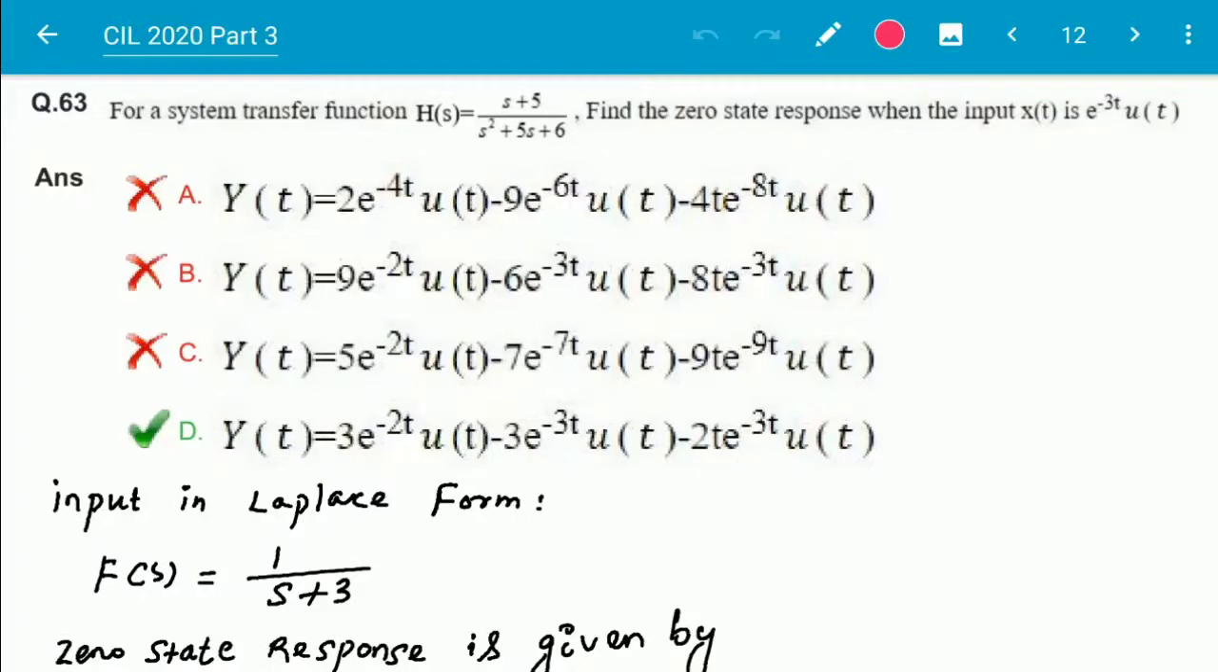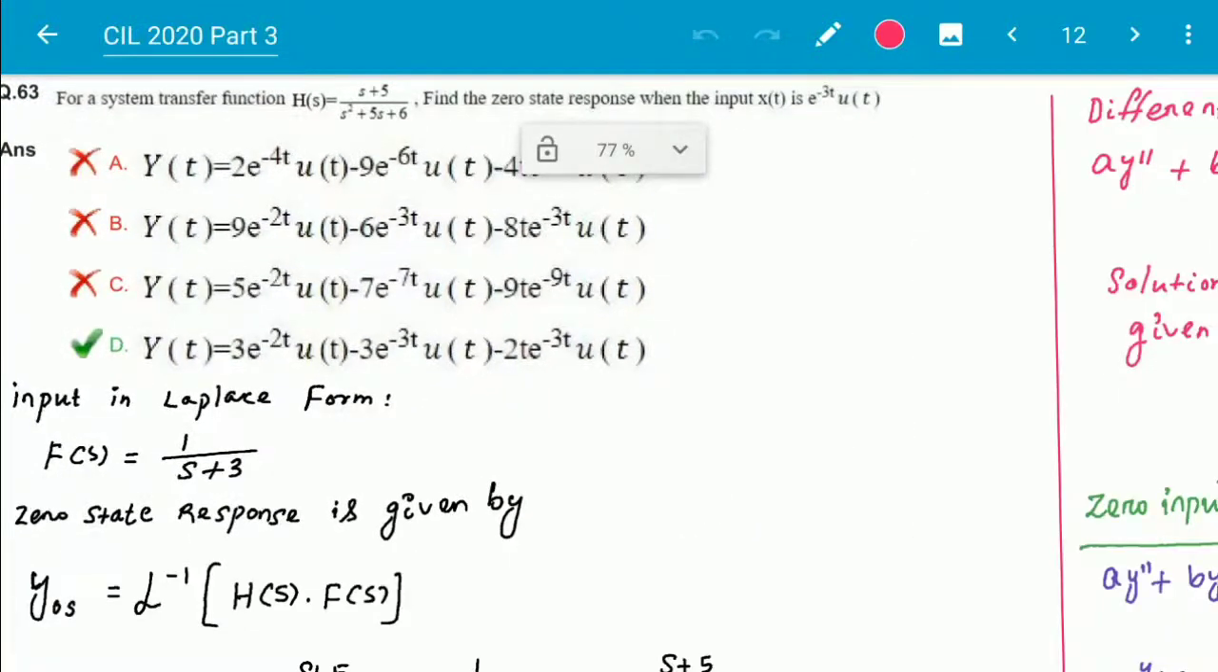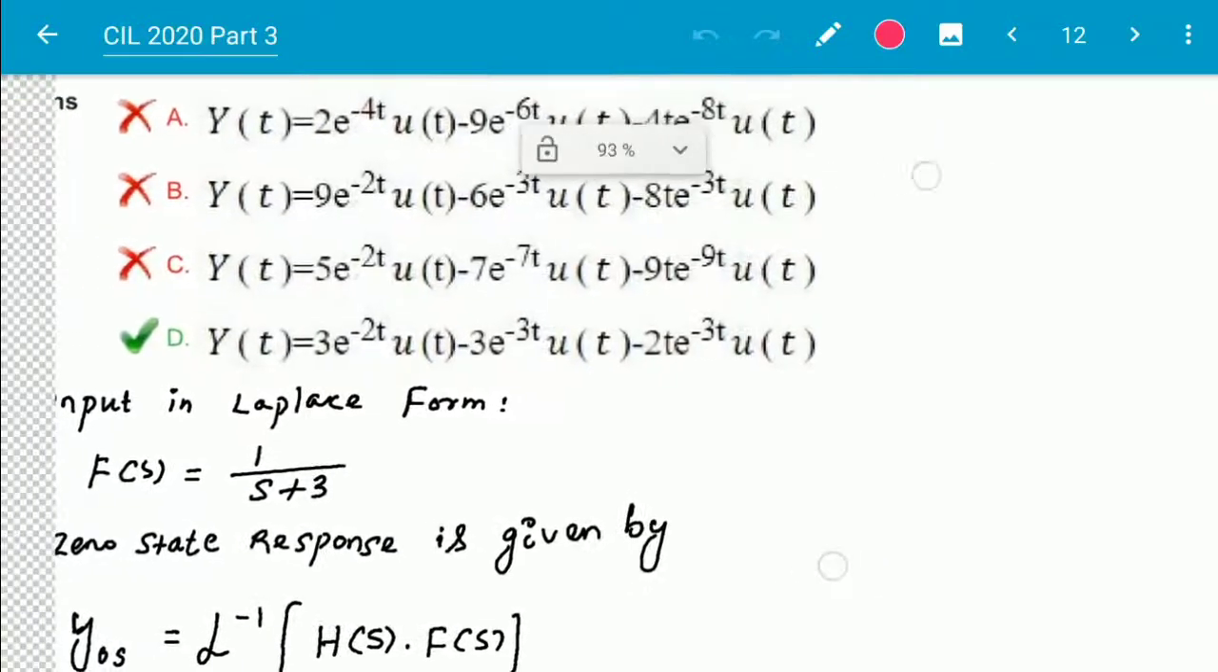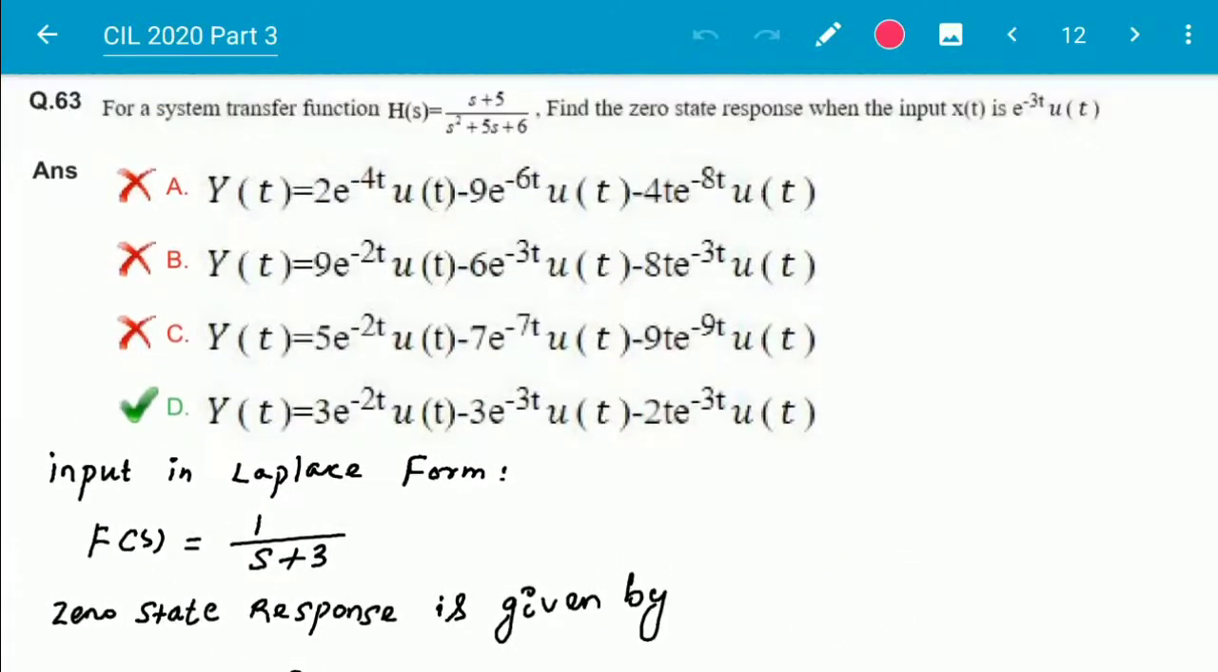Question number 63, for system transfer function H(s) equal to s plus 5 by s square plus 5s plus 6, find the zero state response when the input x(t) is equal to e to the power minus 3t u(t). Here the input is given as e to the power minus 3t u(t), and its Laplace transform will be 1 by s plus 3.